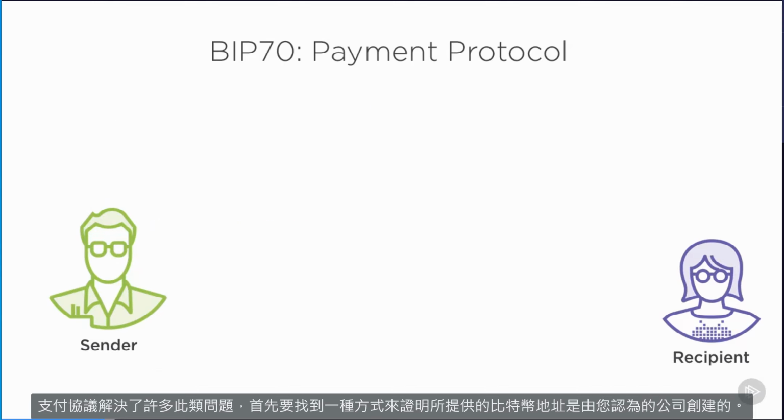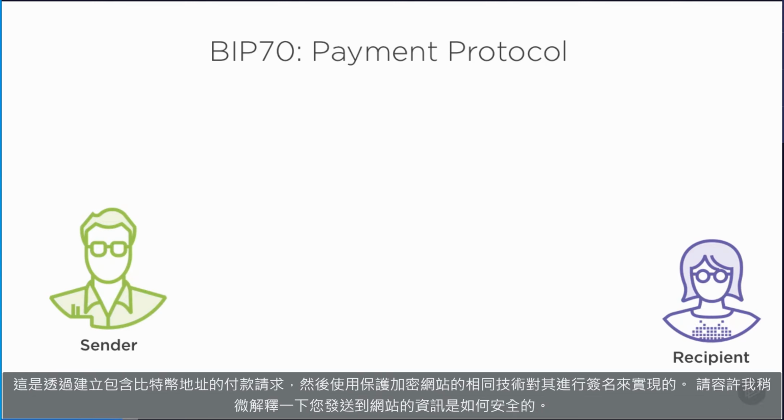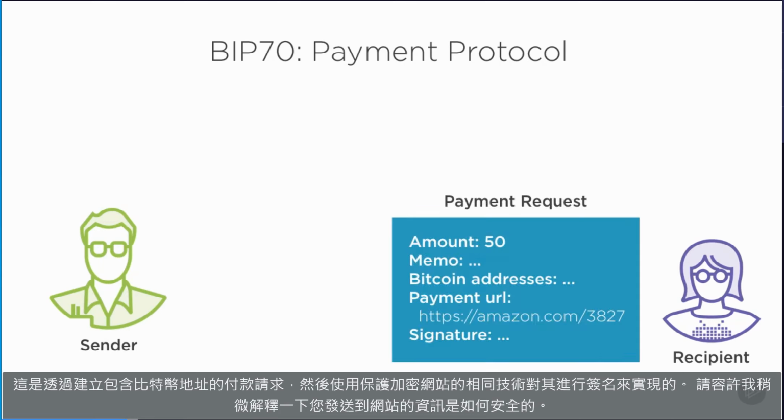The payment protocol addresses many of these concerns, starting with a way to prove the Bitcoin addresses supplied were created by the company you think they were. This is made possible by creating a payment request that includes the Bitcoin address and then signing it using the same technology that protects encrypted websites.